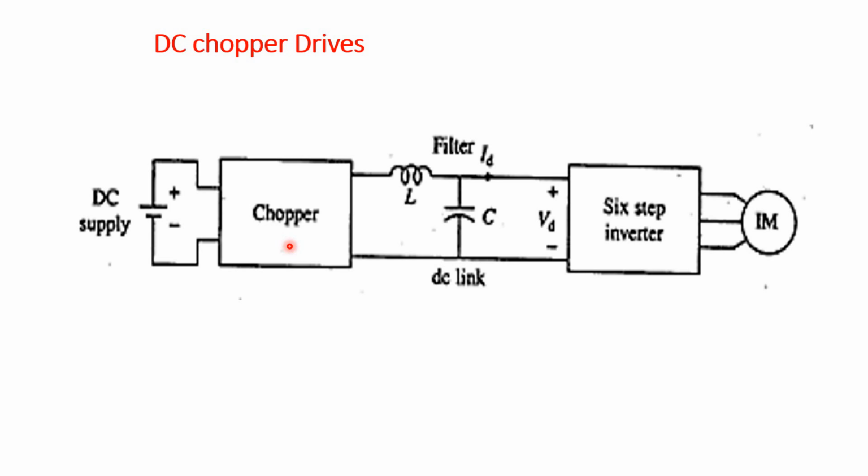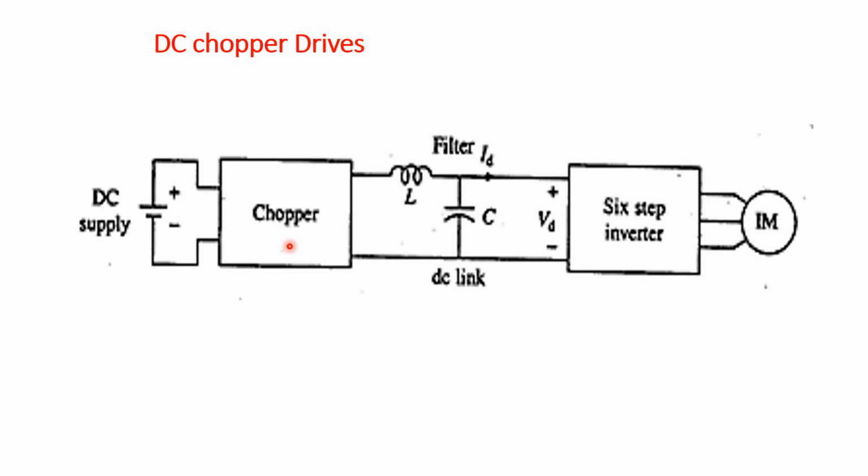Welcome back. This video is about chopper-fed DC drives. A chopper is a static device that converts fixed DC input voltage to a variable output voltage. A chopper is a high-speed on-off semiconductor switch which connects source to load and disconnects the load from source at a fast speed. Choppers are used to get variable DC voltage from a DC source of fixed voltage.